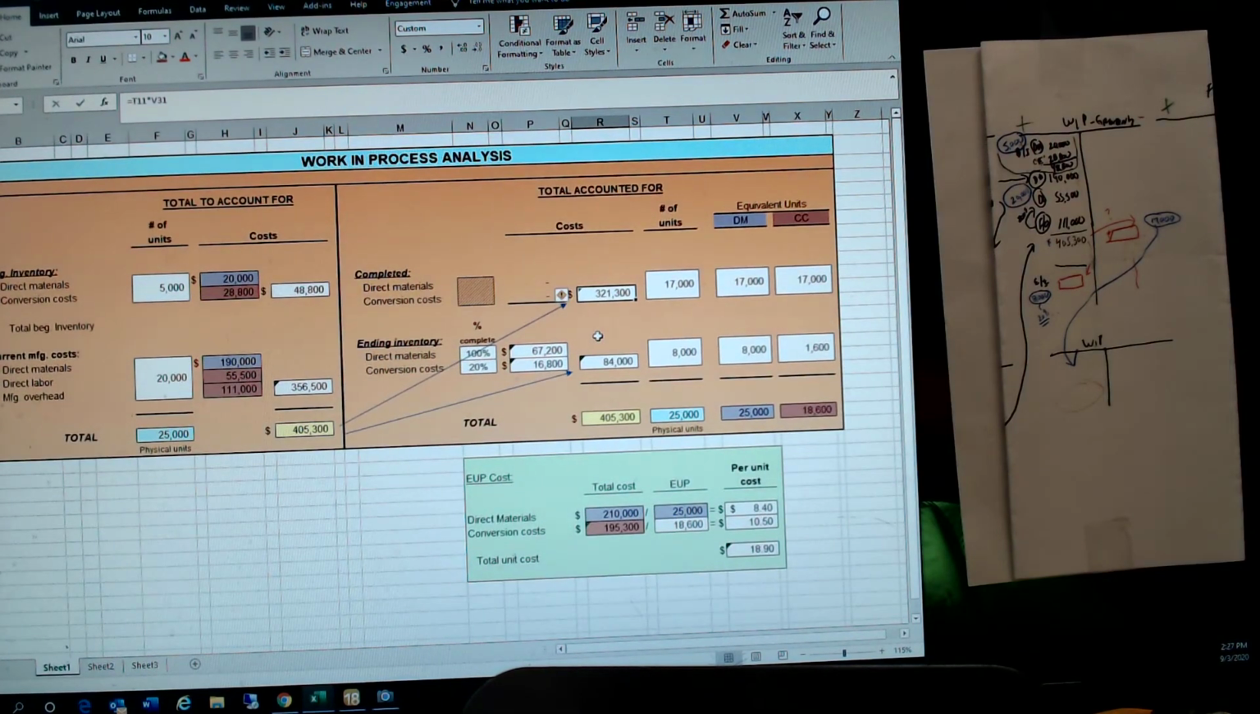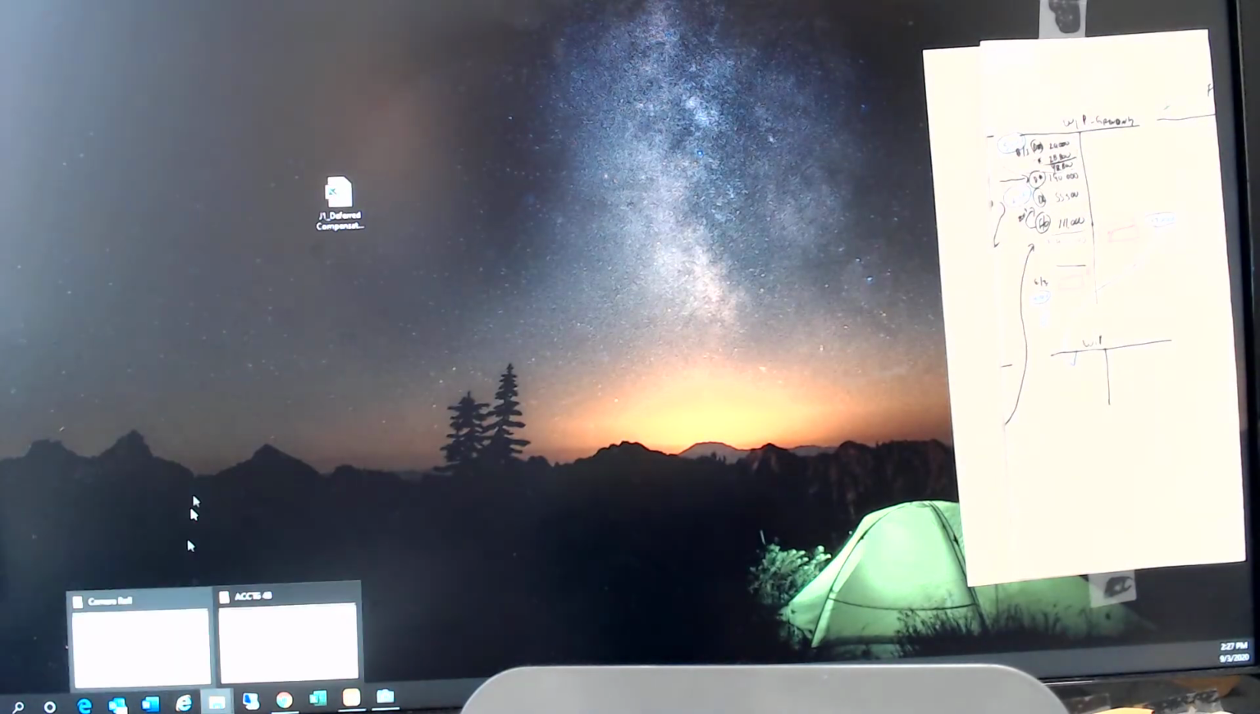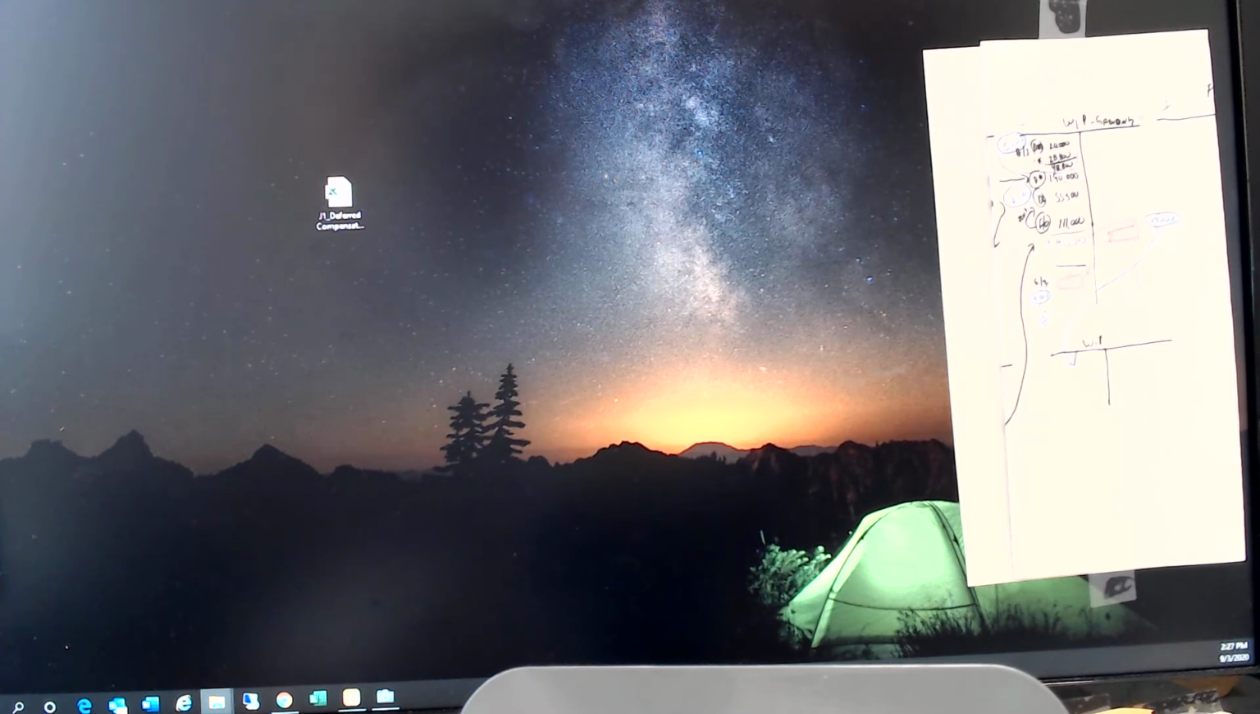Tells us everything. Now I'm going to put this blank copy on Canvas. I'm going to put it on Excel for you so you can print it out and use it. I think it'll speed things up a little bit. But I also wanted to show you something else.